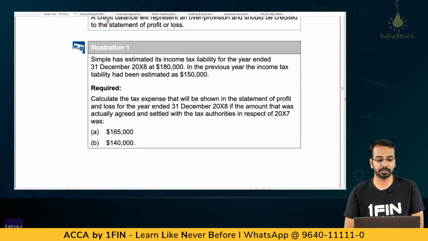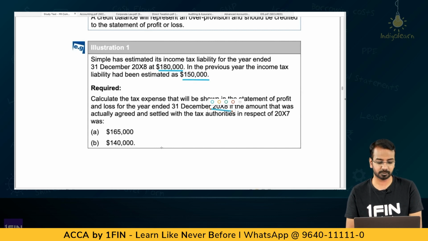So let's look at this. Now this is one chapter where we will be focusing more on the questions, because the best way to understand the concept is with the help of problems. Simple has estimated income tax liability for the year ended 31st December of year 8 at $180,000. In the previous year, the income tax liability had been estimated as $150,000. Calculate the tax expense that will be shown in the statement of profit and loss for the year ended 31st December of year 8 if the amount that was actually agreed and settled with the tax authority in respect of year 7 was 165 and 140.